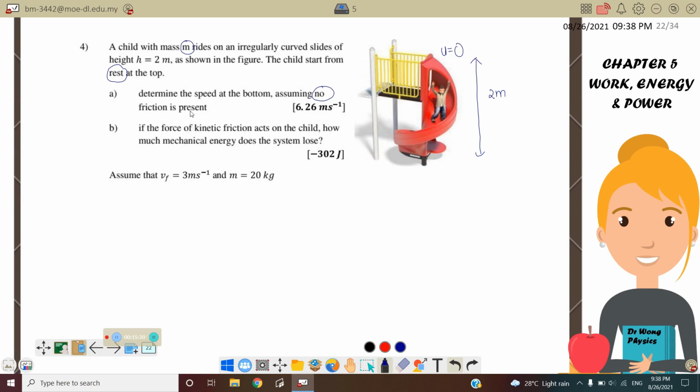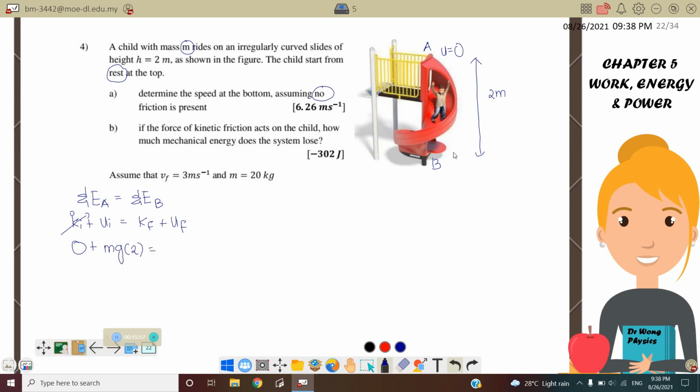So for the first question we don't need to consider the frictional force, so it's much easier. I label the top as A, and the bottom as B. We know that the total energy at point A will always equal the energy at point B. So K initial plus U initial equals K final plus U final. K initial, of course, is equal to 0 because initially it is at rest. Potential initial is mgh, where h is equal to 2 meter.